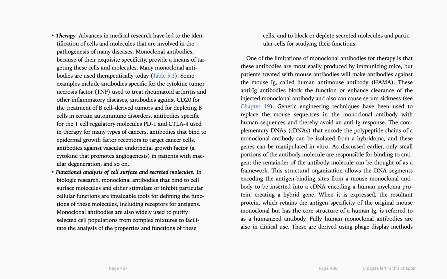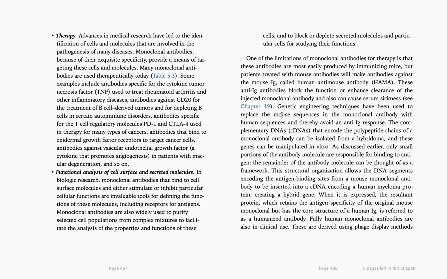One of the limitations of monoclonal antibodies for therapy is that these antibodies are most easily produced by immunized mice, but patients treated with mouse antibody will make antibody against the mouse IgG, called human anti-mouse antibody.